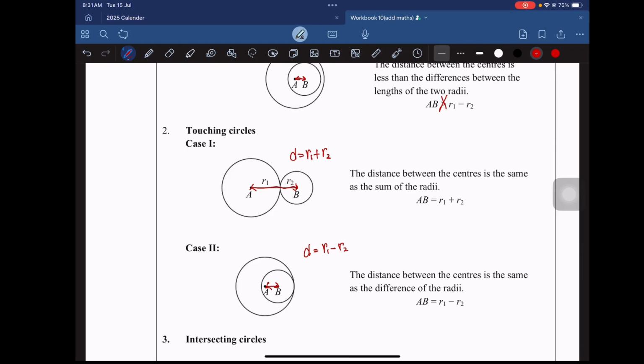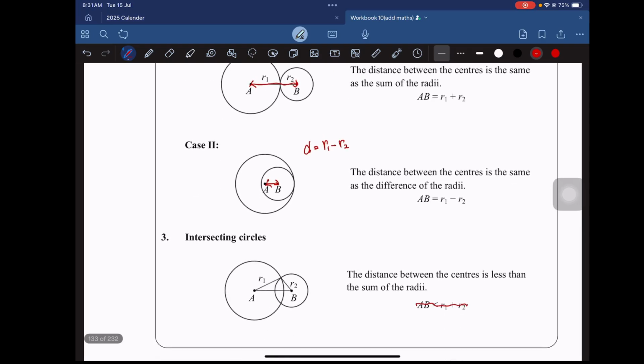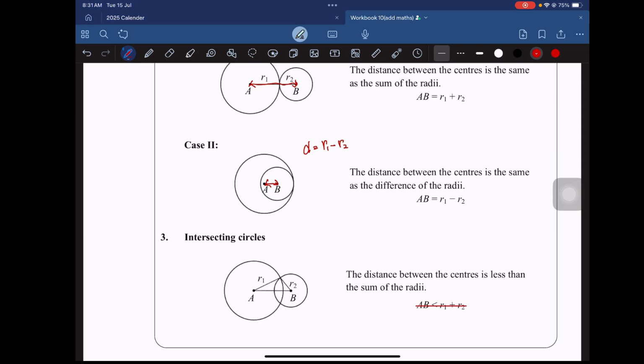Okay, then the next one. I find that this idea here is not good enough to give us a good conclusion. So intersecting circles means that the two circles are intersecting each other. In order to prove that the two circles intersect each other, I need to show that the distance D is in between of these two values: R1 minus R2 less than D, less than R1 plus R2.